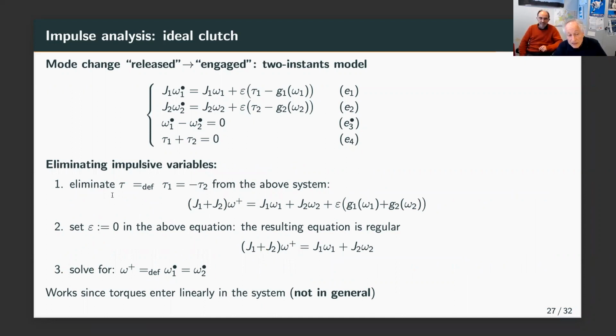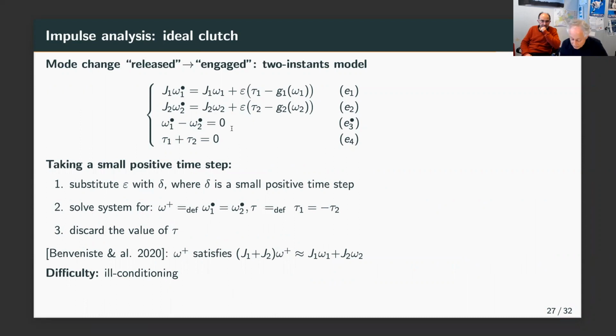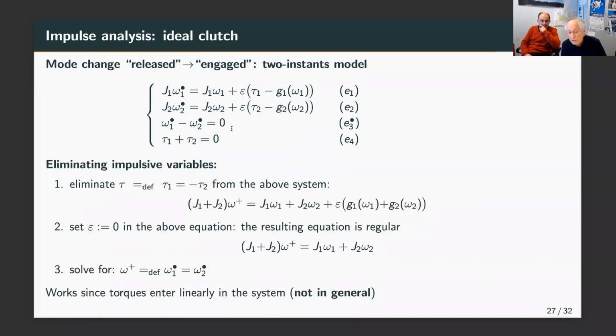So the three techniques are the following. The first one is to eliminate the impulsive variable from the dynamics. This can be done here because the model has been chosen to be linear for this case. And therefore we can do the elimination and we end up with exactly the equation that we said. Here we have the epsilon appearing in the second member of the equation. And now we can safely set epsilon equal to 0 and we get something that is regular. Okay, so this is the first method.